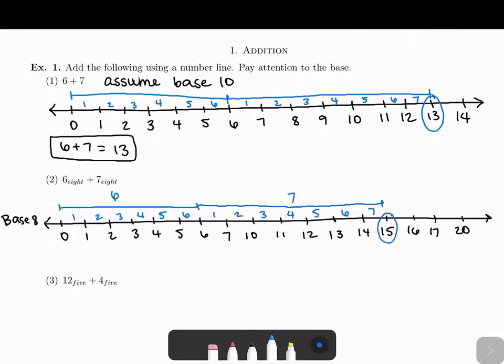At 1, 5. So you may have noticed in previous videos, it's really common to just want to say 15 because that's what we're used to. But this value doesn't denote 15. It denotes 13 in base 10, but it's written in base 8 as 1, 5. So now we can say that 6 base 8 plus 7 base 8 is 15 base 8.